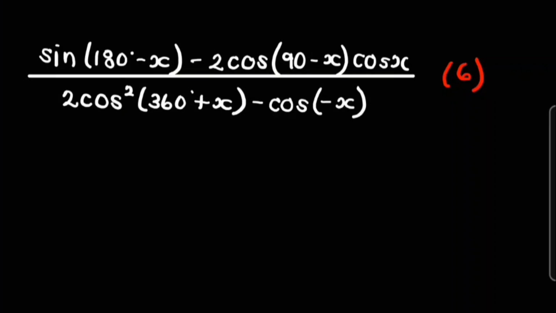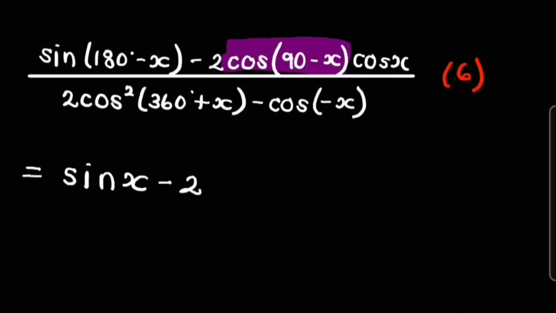Okay, let's do this. We're starting off by focusing on sine 180 minus x. We're aware 180 minus lies in the second quadrant where sine is positive. So that becomes positive sine x. Next to that, we've got this minus 2. I'm just going to bring it down as is.